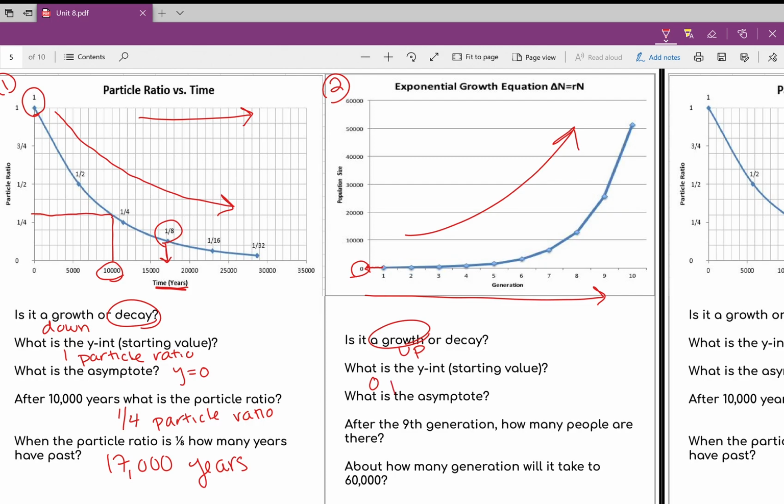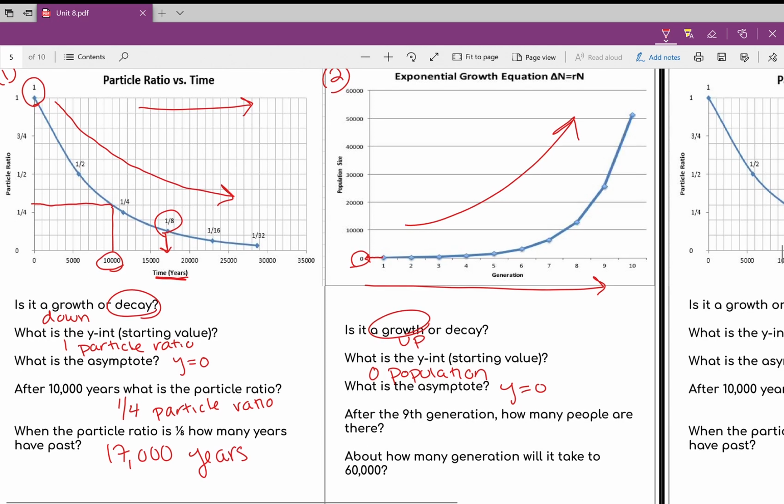So a 0 population. Then it says, what is the asymptote? So remember, in Algebra 1, the asymptote is always y equals 0. Because if we look at that blue line, it gets really close to the x-axis where y is equal to 0, but it never crosses over it. So that's why y equals 0 is the asymptote.